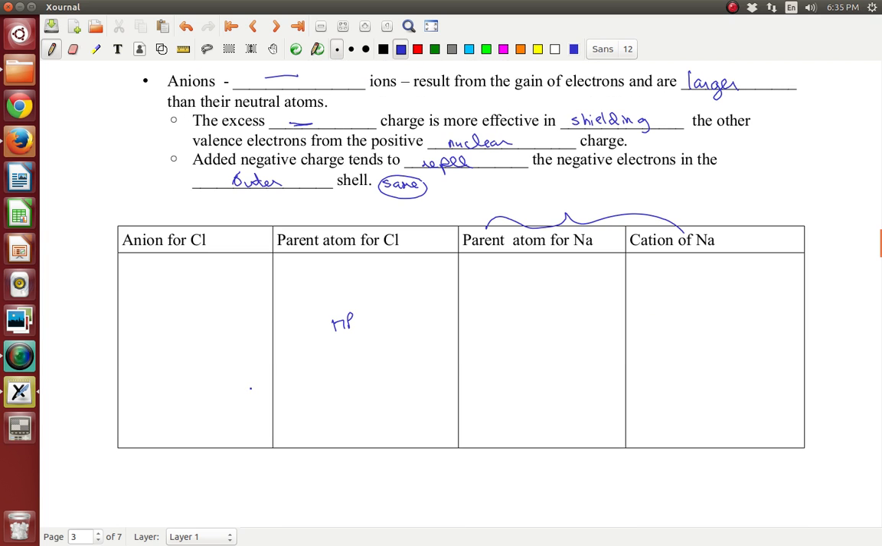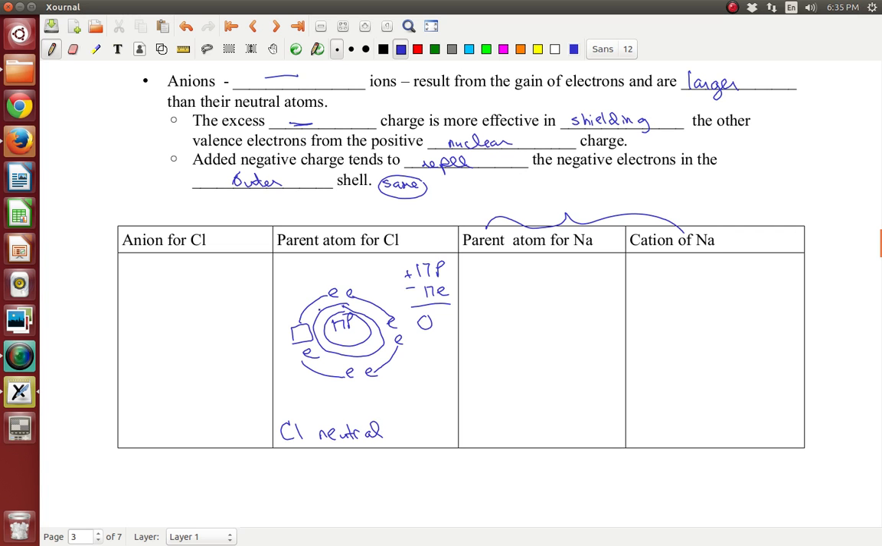So chlorine has energy level 1 with 2 electrons, energy level 2 with 8 electrons, and energy level 3 with 7 valence electrons. It has one little hole there because it really wants 8 electrons. So 3 energy levels. We have 17 protons. We have 17 electrons. Add that together, we have a 0 net charge. This is chlorine, and it's neutral.